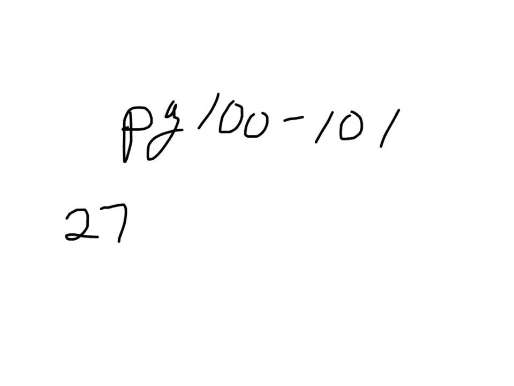So on pages 100 to 101, do problems 27 to 57, multiples of 3.